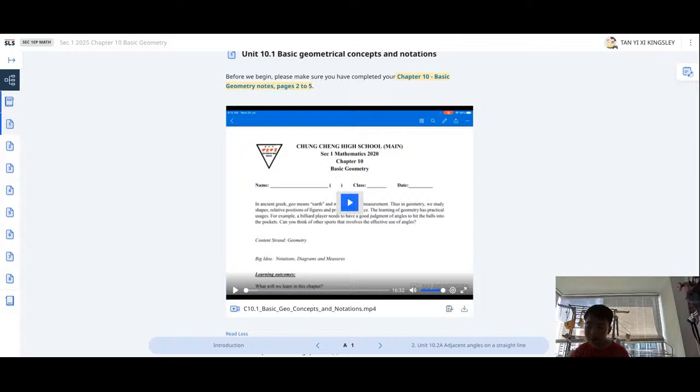When two angles add up to 90 degrees, they are complementary. Supplementary is when they add up to 180 degrees.